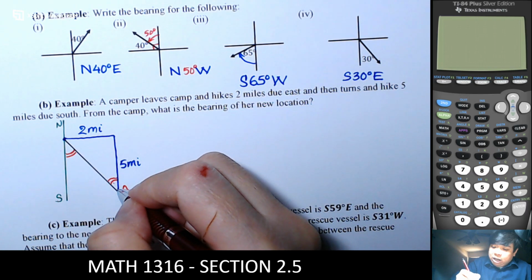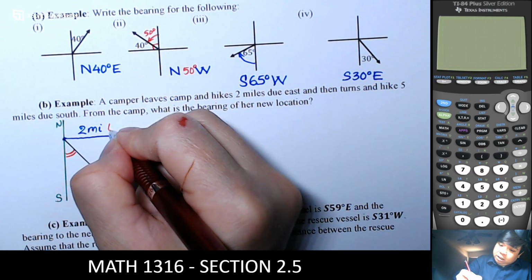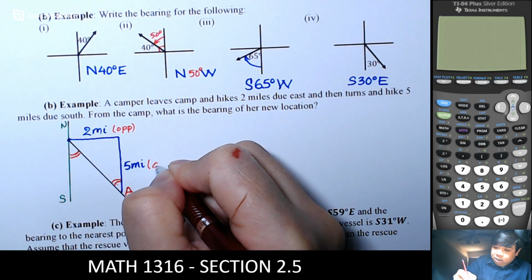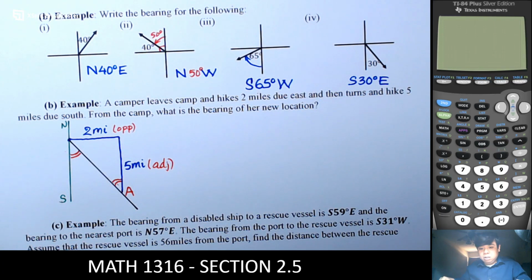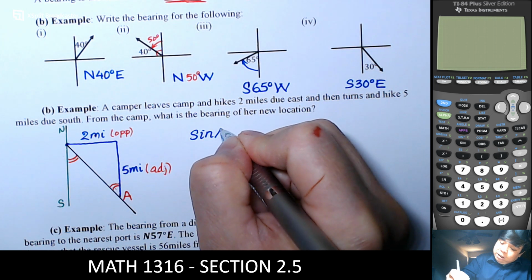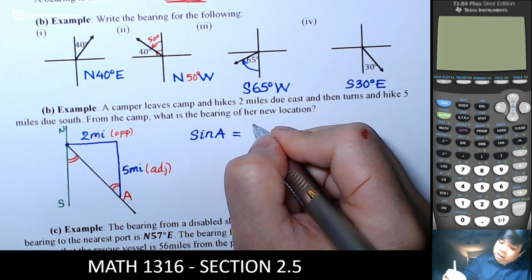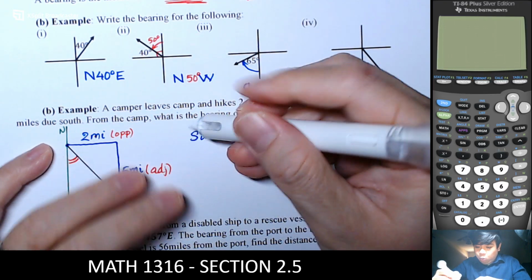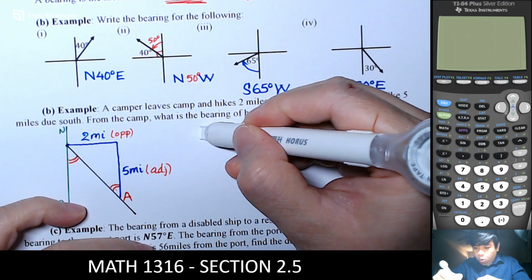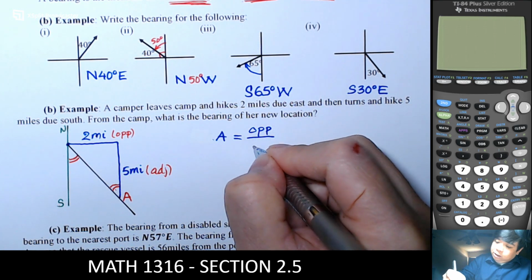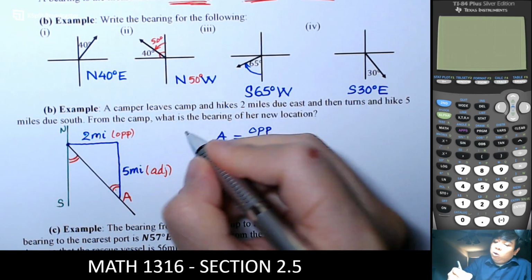With respect to this angle A, that is going to be opposite. And this is going to be adjacent with respect to that angle. So we write sine of A, we don't know A, equal to opposite. I'm sorry, I should say it. We have opposite and adjacent. What trig function has opposite and adjacent? Opposite over adjacent would be tangent.